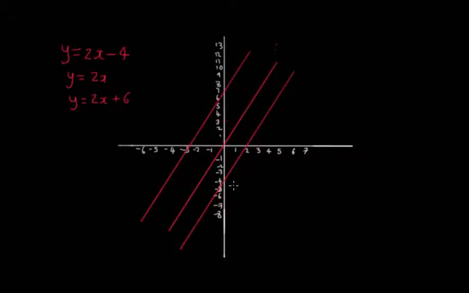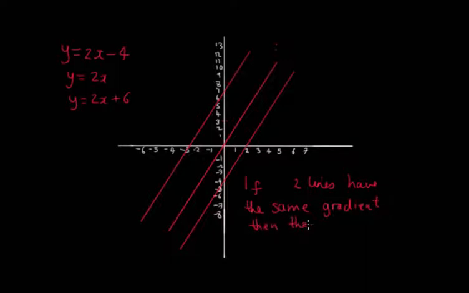So the rule is, if two lines have the same gradient, then they are parallel.